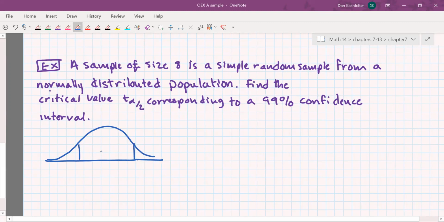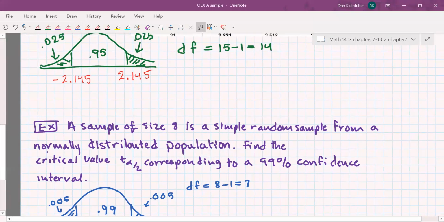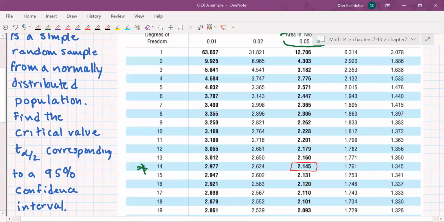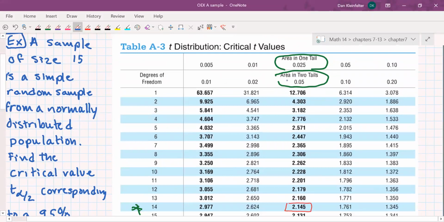So we want to be 99% confident. That means the area in two tails will be 0.01, 0.005 in each tail. Our degrees of freedom is going to be 7. So looking back at our table, degrees of freedom 7, 0.01 the area in two tails.